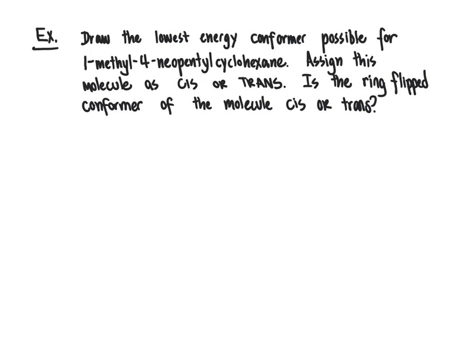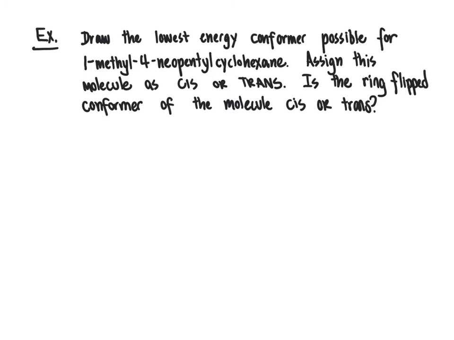We're asked here to draw the lowest energy conformer that is possible for 1-methyl-4-neopentyl cyclohexane. We're then going to assign whether that conformer that we've drawn would be described as a cis or a trans stereoisomer. And we're going to ask whether the ring-flipped conformer of this molecule is cis or whether the ring-flipped molecule is trans. So let's first off draw the lowest energy conformer that's possible, period, for 1-methyl-4-neopentyl cyclohexane.